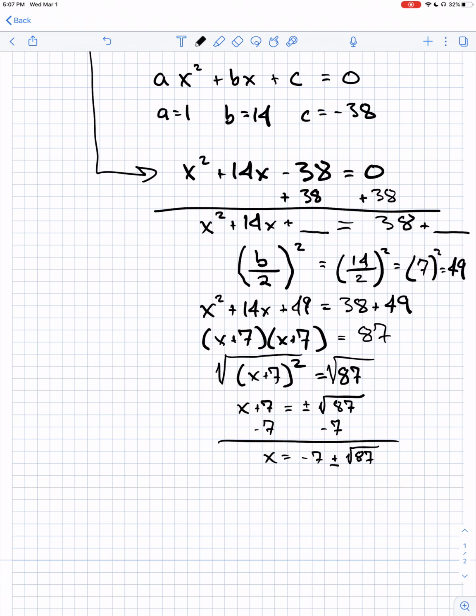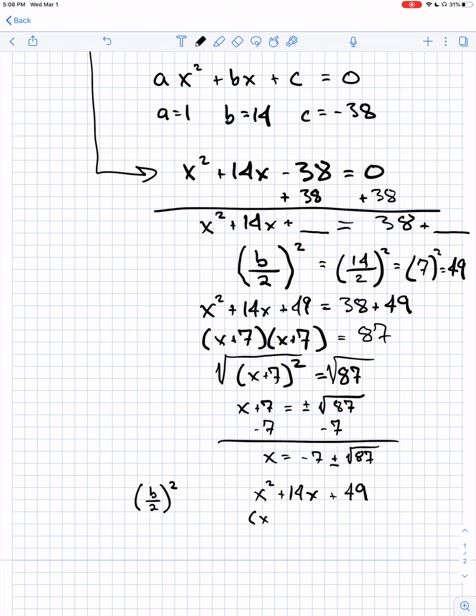Okay, now I just want to talk briefly about why we used b over 2 squared to get that term that's going to complete the square, so you don't think that's random. Well, how do we factor things, right? Let's do that process backwards. Let's say we started with x squared plus 14x plus 49. And our job was to factor that using the initial factoring technique that I assume you know, which is we want to think of two numbers that add to get the middle term and multiply to get the last term. Well, that's 7 and 7, right?